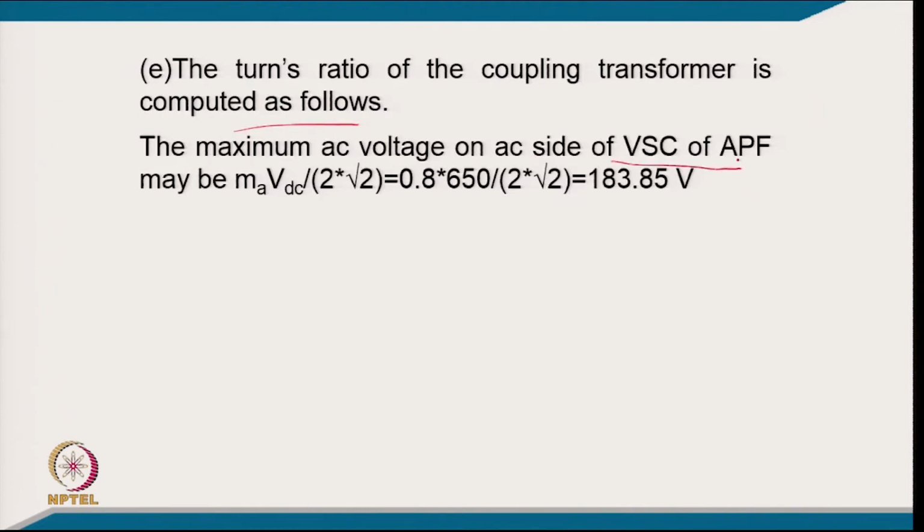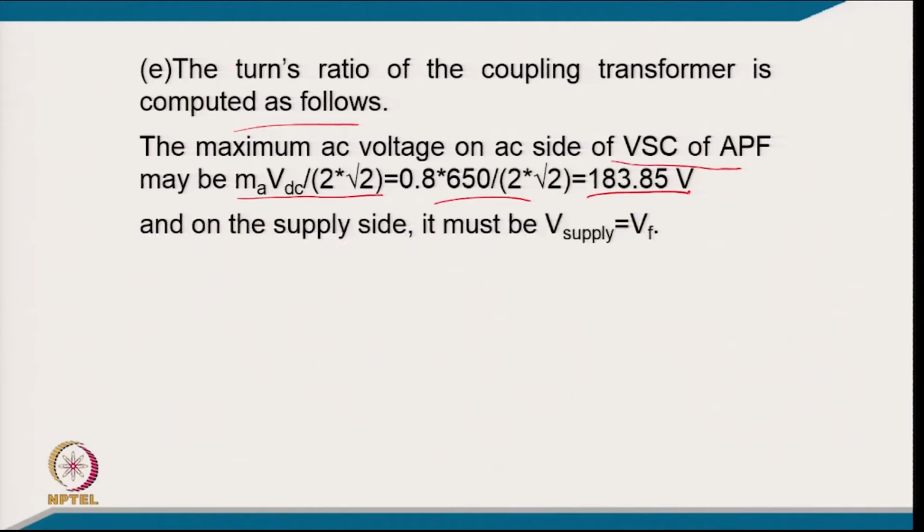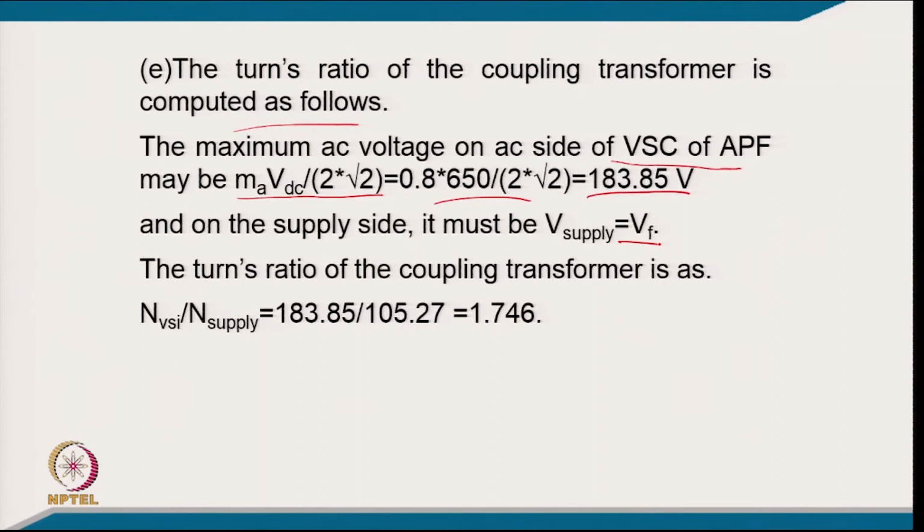Now, the turns ratio of the coupling transformer is computed from the maximum AC voltage on the AC side of the voltage source inverter of the series active filter can generate, by this relation, that comes to 183.85, and on the supply side it must be VF, which we have calculated for the series active filter. The turns ratio of the coupling transformer can be calculated from the voltage on the VSI and the voltage to be injected on the supply side.